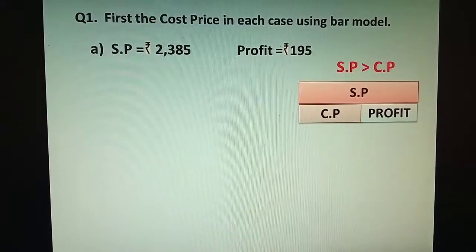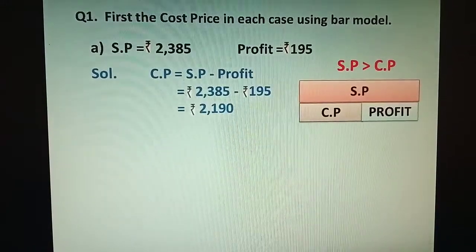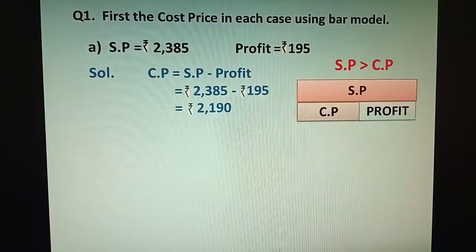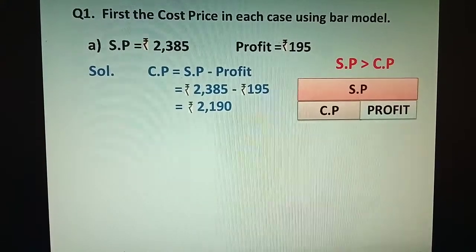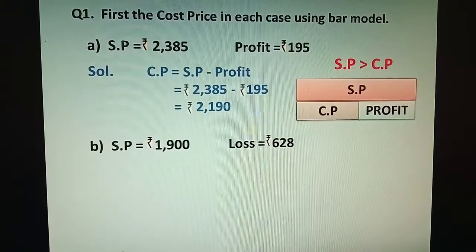So to find a part, what do we do? We subtract. So we will say CP is equal to SP minus profit. We subtract the quantities, 2385 minus 195, and the answer is 2190 rupees. Let's see the next question.